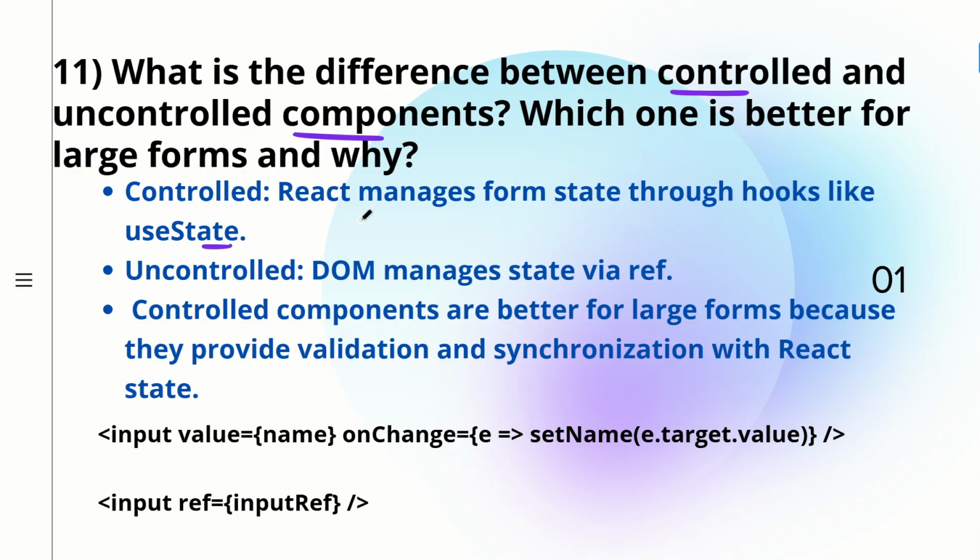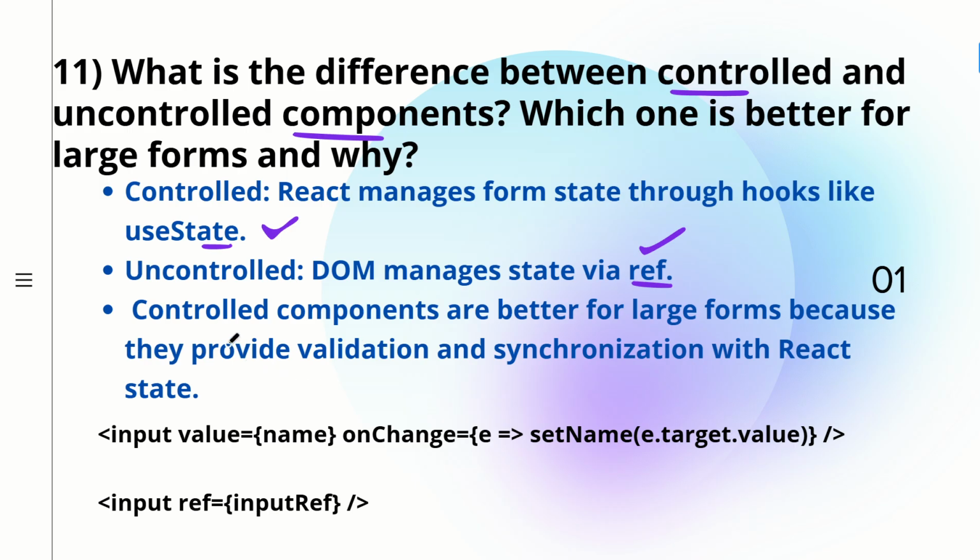Okay, so if in any component you are making use of the useState hook to manage the state, that is called a controlled component. Whereas if you're making use of the useRef hook, then your component becomes an uncontrolled component. So in an uncontrolled component, the DOM manages state via ref. You are not making use of the useState hook of React, you are making use of the ref to access the DOM elements directly. Then your component becomes an uncontrolled component.